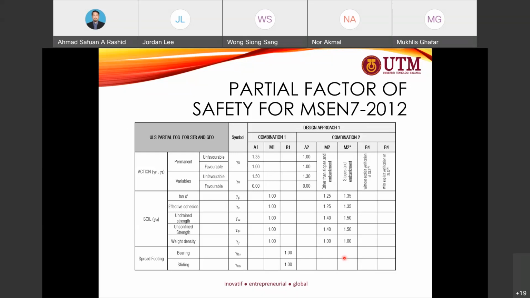Then we may try to compare with EC7, based on the previous slide. If you have time, you need to compare what the difference is between the Eurocodes and the Malaysian standard.